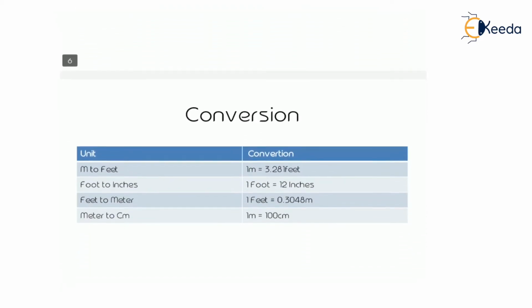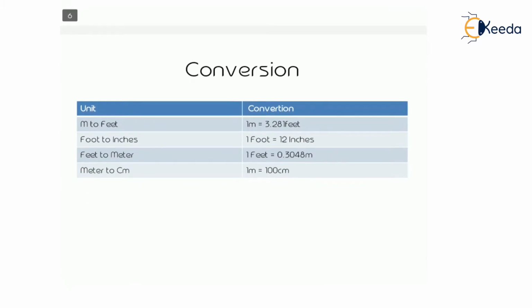Now, conversions. Mostly we require the dimensions in meters for educational purposes, and in the field we require the units or dimensions in feet or inches. That's why I covered that point in these conversions. 1 meter equals 3.28 feet. Foot to inches dimension conversion, 1 foot equals 12 inches. Feet to meter, 1 foot equals 0.308 meter. Meter to centimeter dimension conversion, 1 meter equals 100 centimeters.